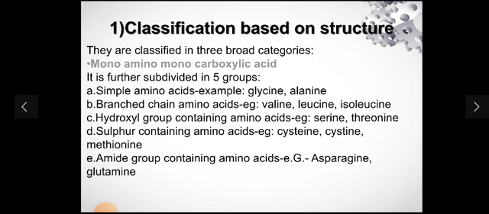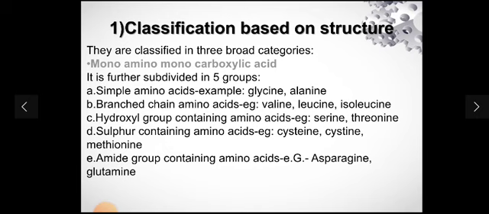And these five are: one, the simple amino acids, for example, glycine and alanine. Remember, glycine has just a hydrogen as an R group, and alanine has a methyl group as an R group. These two are known as simple amino acids. Now, two, you have the branched chain amino acids, something like valine, isoleucine, and leucine. These three amino acids have branched chains. We will see them when we look at the structures.